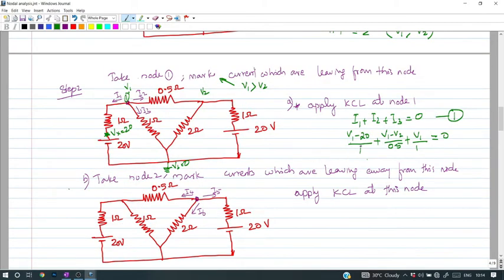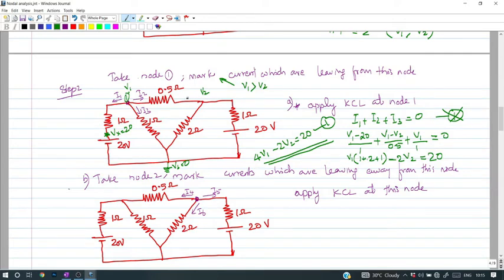Now we can simplify this equation. We can take the coefficients of V1 and V2 on one side and the constant on the other side. So what is the coefficient of V1? V1 into 1 by 1, 1 will come here. Here 1 by 0.5 will come, that is 2. Here 1 will come. So 4 V1 will come. Then what is the coefficient of V2? It is minus 2 V2. And here minus 20 is coming. If this minus 20 is going that side, it becomes 20. So the final expression is 4V1 minus 2V2 is equal to 20. Let it be equation number 1. So this is your first simultaneous equation, 4V1 minus 2V2 is equal to 20.